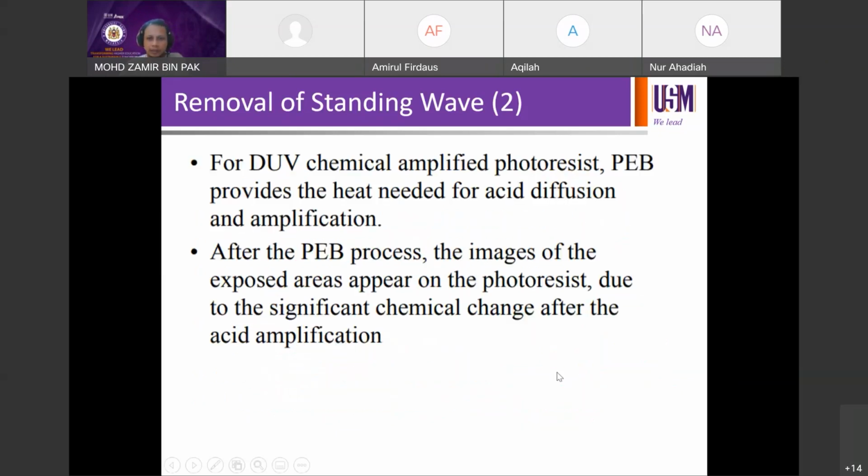For DUV chemically amplified resist, PEB provides the heat needed for acid diffusion. Essentially, if you talk about DUV resist, there will be acid diffusion because DUV resist uses PAG, photoactive acid generators. This acid diffusion will help to smoothen the ridges. After the PEB process, the images of the exposed areas appear on the resist due to significant chemical change. So diffusion, then chemical change.